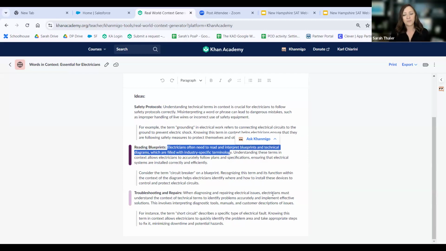So even though that concept of an SAT may not be relatable for some students who don't have plans to go to college, those skills that are being assessed can be relevant across all students. And so I think this real world context generator gives a really fun and easy way for students to be able to connect that, and for teachers to help them understand why those concepts are important, even if they don't have a plan to go to college necessarily.